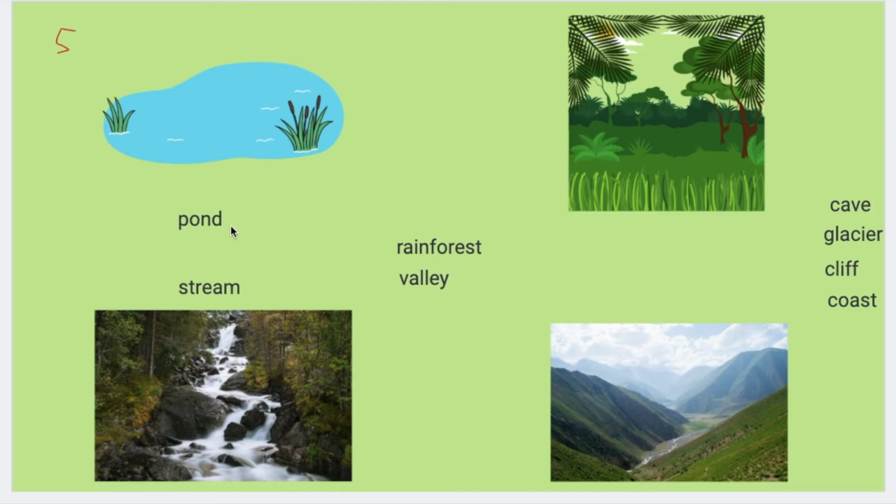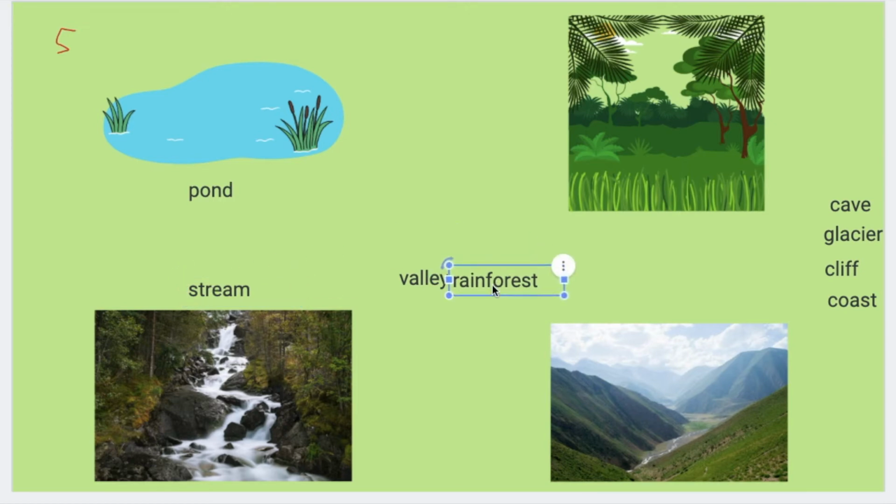No, right? So therefore the answer for the fifth picture would be pond. Okay, pond is deeper than the lake. Okay, and the stream is smaller than the river. So the river is larger than the stream as it provides the water to the streams.